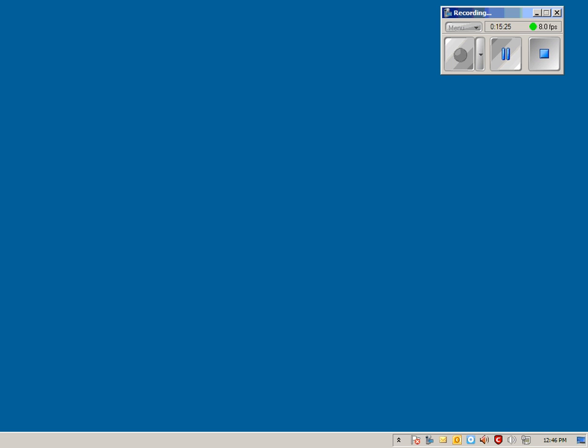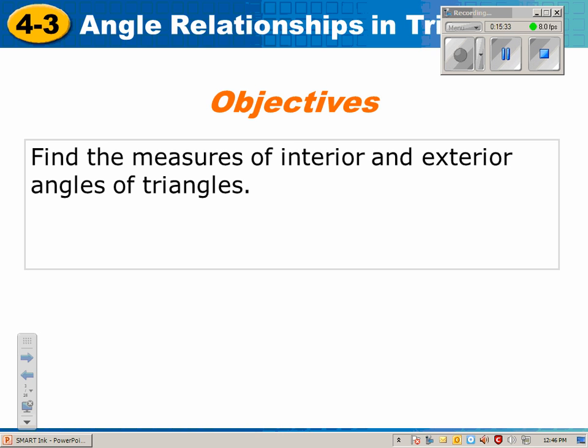So pull that out. 4-3. Okay, big idea in 4-3 is we are going to talk about interior angles versus exterior angles, and then we are going to learn really 4 theorems, and that's about it. And you're just going to apply them, and the theorems aren't hard.